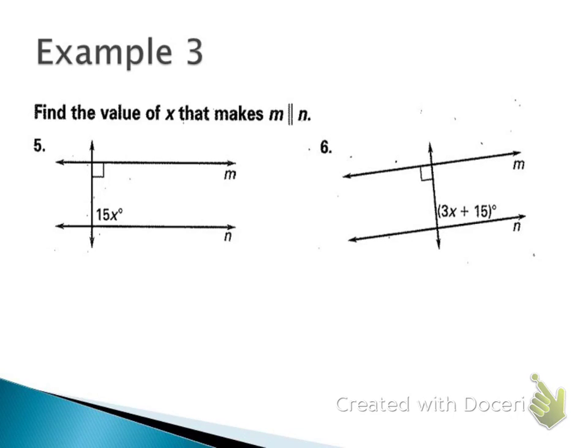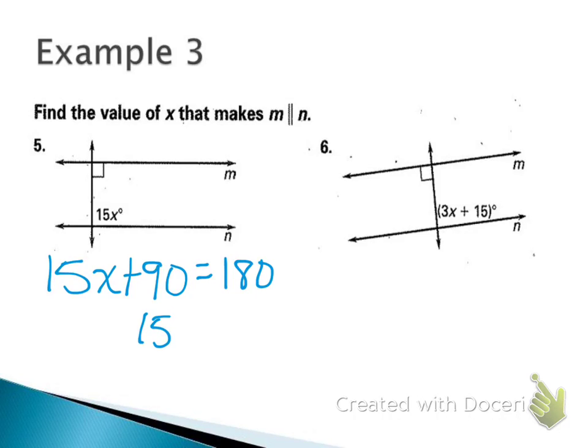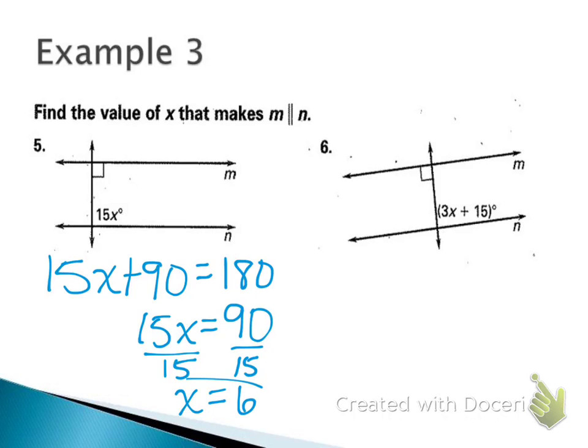All right, number 5 is pretty similar to the one we just did. What's the relationship between these 2 angles? Still same side interior. So if these lines M and N are going to be parallel, we still want those to add up to 180. Add them together, set it equal to 180. First step. Subtract the 90. We get 15x equals 90. And then we would have to divide by 15. What do we get for x? X equals 6. Very good.